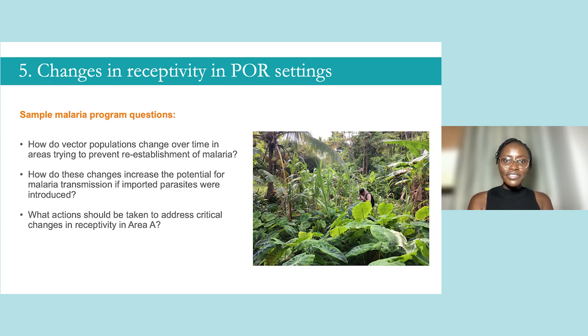Theme number 5 refers to changes in receptivity in prevention of reestablishment settings. Sample program questions under this theme include: how do vector populations change over time in areas trying to prevent reestablishment of malaria? How do these changes increase the potential for malaria transmission if imported parasites were introduced? And what actions should be taken to address critical changes in receptivity in Area A?